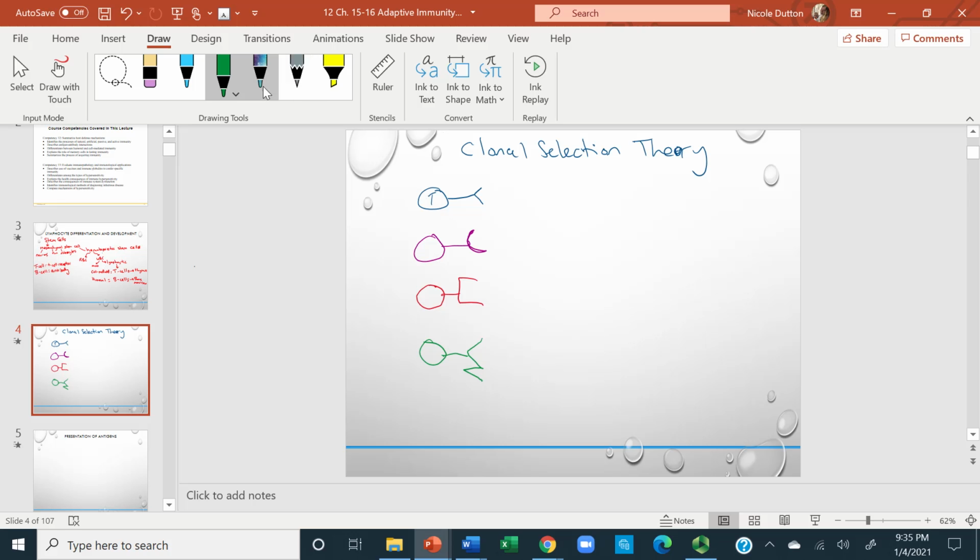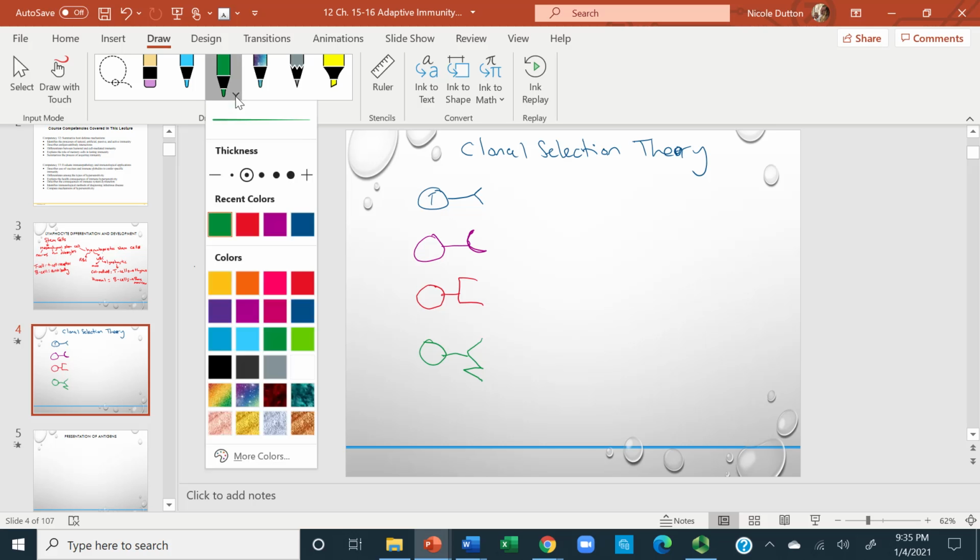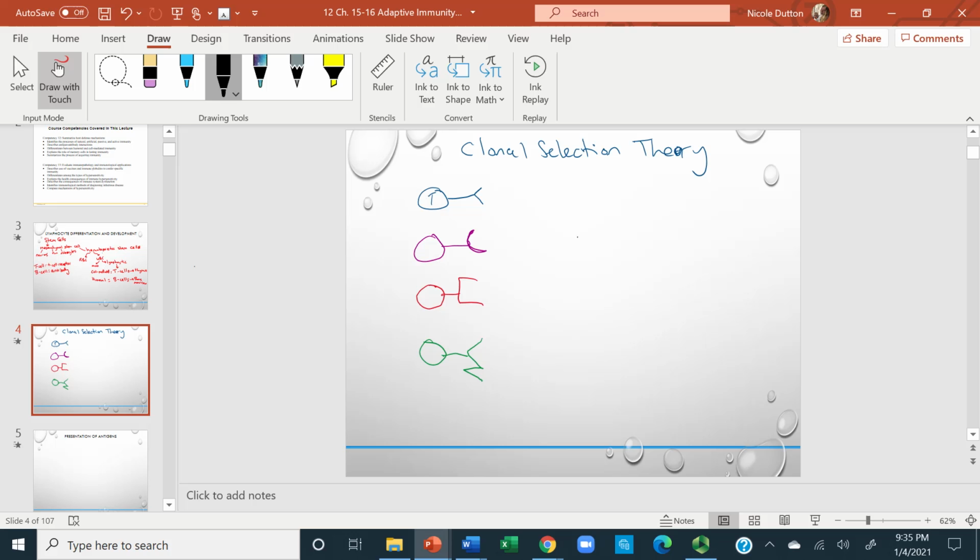as being foreign. So in the thymus for T cells or in the bone marrow for B cells, we have self cells. And what they're going to do is you have a self cell, and your self cell will have self antigen on it.